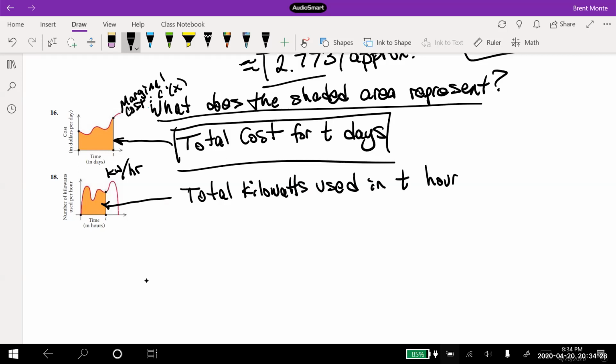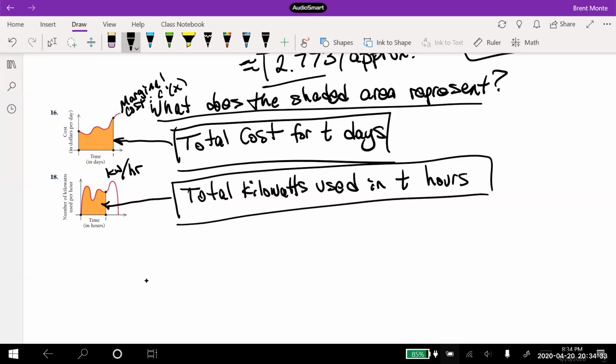So just realize if it's the area under the marginal, again, that's marginal because it's kilowatts per hour. When we go to the total, notice it's not total kilowatts per hour. The per hour is gone. It is just total kilowatts. Okay. So that's the idea. The area under the derivative is the total change in the function itself.